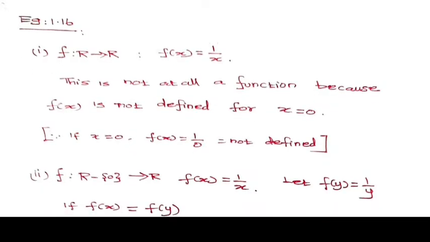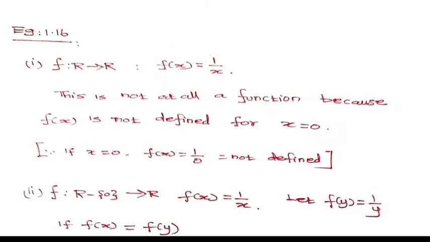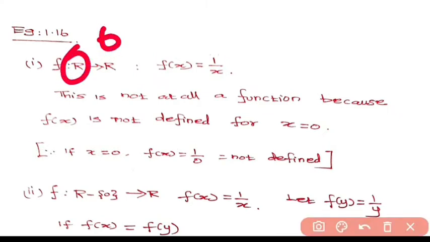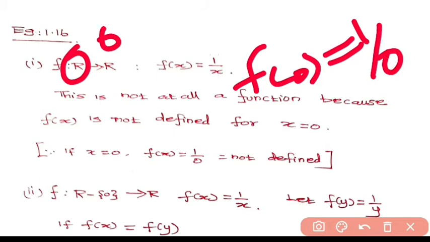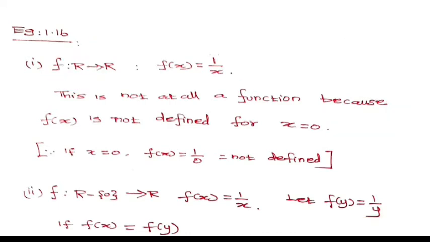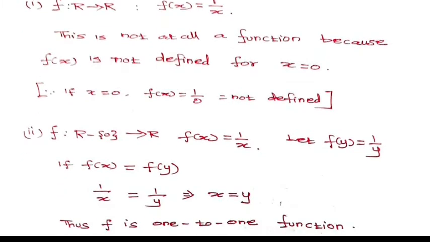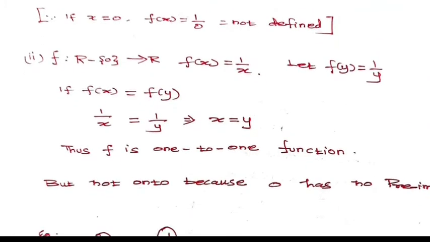Example 1.16 solution. f from R to R, f of x equal to 1 by x is not at all a function, because if we take 0 from R, the domain, f of 0 equal to 1 by 0, equal to infinity, not defined. Therefore it's not a function because here 0 is there. Okay, so not a function means it's not one-to-one and not onto. Next, the second Roman: suppose we remove 0 from R, what will happen? It becomes a function.